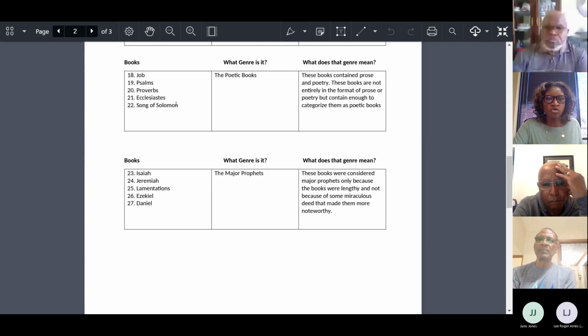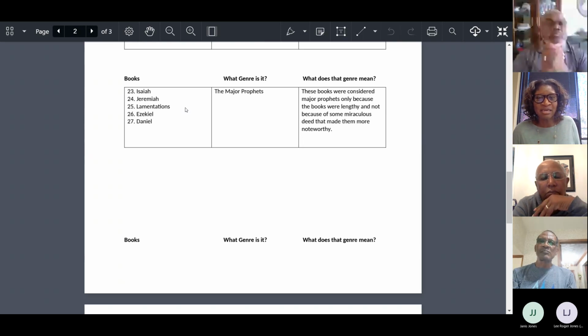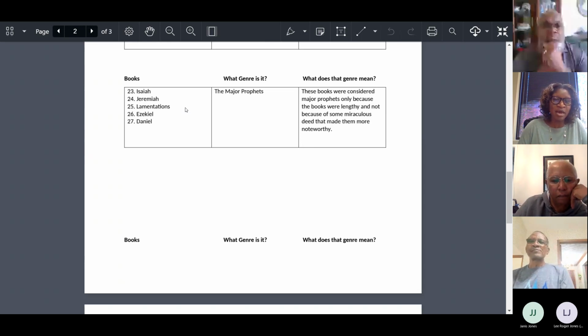Okay. And we'll get to those a little bit later in the semester. All right, let's head on down to the last two categories: Isaiah, Jeremiah, Lamentations, Ezekiel, and Daniel. These are major prophets, not because they were better than anybody, but because they have a larger book. Their books are longer.